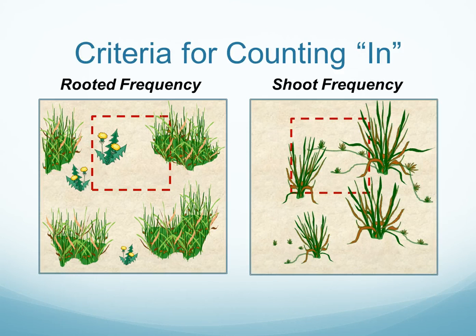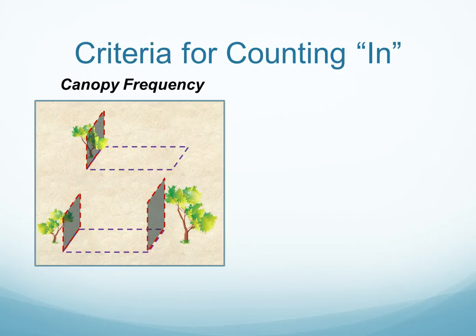Now let's consider another situation. Shoot frequency is something that we may add as a criteria if we have species that produce stolons and can root in the plot. So if we had a larger grass that had stolons that were rooting down in the plot, or just a stolon that does have meristematic tissue on it, that can be counted if we decide that we want to include shoot frequency.